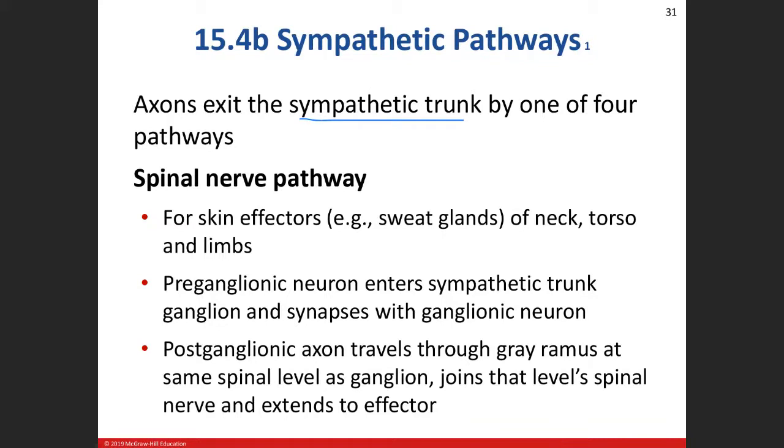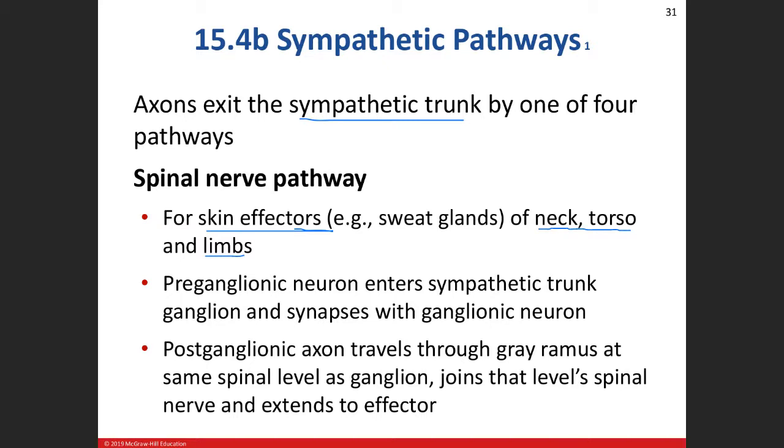The first one here is the spinal nerve pathway, okay? So this is going to affect any of the effectors in the skin. That includes sweat glands, right? Smooth muscles, all that stuff in the skin, okay? All right. Also, it's going to affect all the tissues of the neck, your torso, and your limbs. That's a lot, okay? Think of the dermatomes.